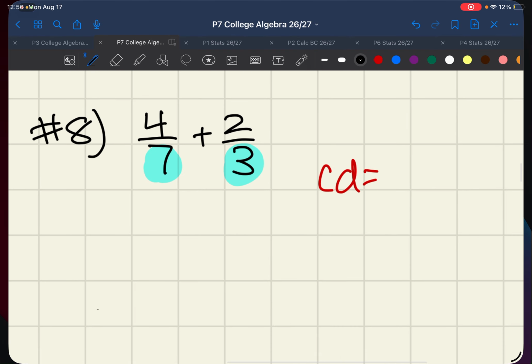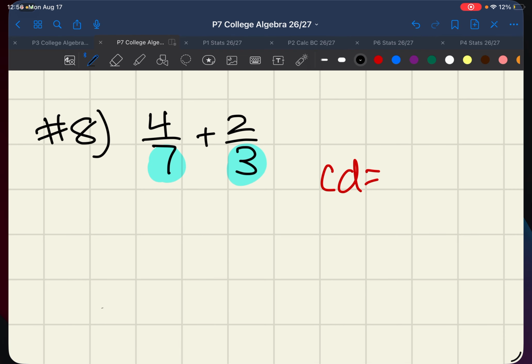Okay, number 8. So this is where it gets a little tricky because notice we have a 7 and we have a 3. There's nothing I can multiply 3 by to give me 7. So this is an instance where the common denominator here is going to come about by multiplying those two numbers together. So 7 times 3 is 21.